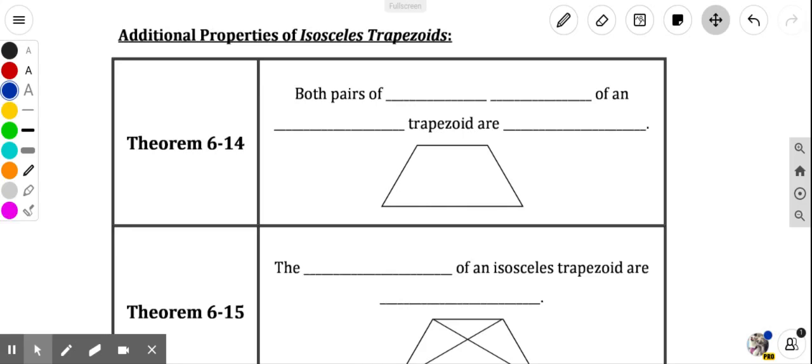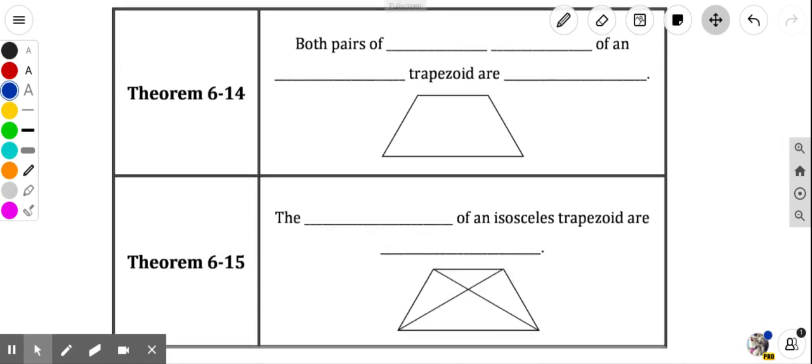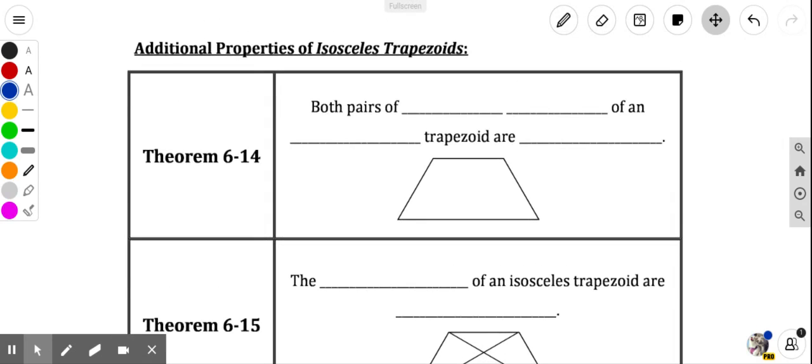Okay, so the second page of notes is all about some more properties of trapezoids. The first two specifically are just true for isosceles trapezoids and not just a normal trapezoid.